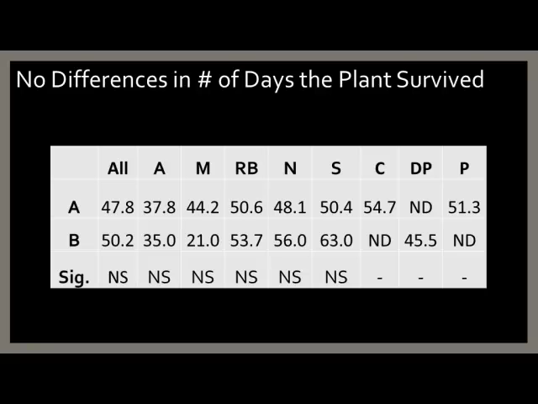Same goes for the number of days that the plant survives. Between all the cultivars, B survives just slightly longer, but it's only 2 days longer, so it's difficult to be statistically significant, and again, they kind of alternate between the varieties.